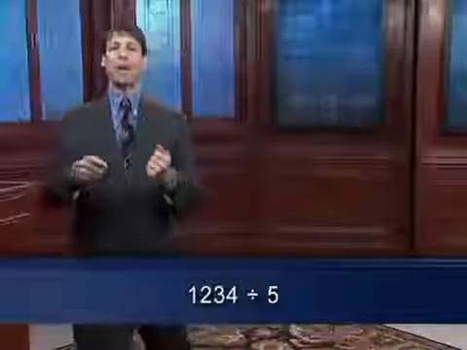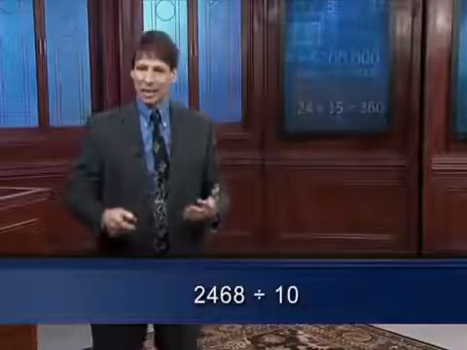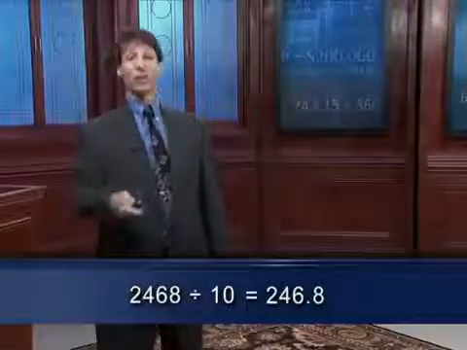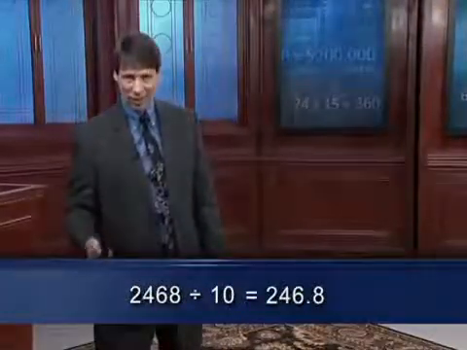If we double both numbers in a division problem, the answer will stay the same. So here we have a problem 1, 2, 3, 4 divided by 5. That's the same as 2, 4, 6, 8 divided by 10. And dividing by 10 is real easy. That's 246.8, and that agrees with our previous answer.